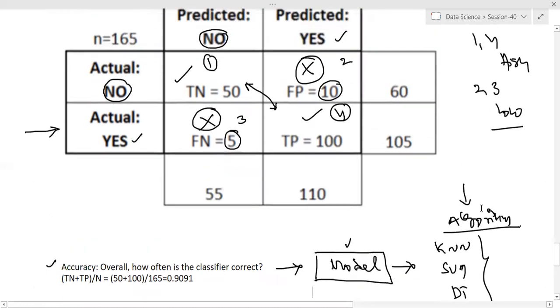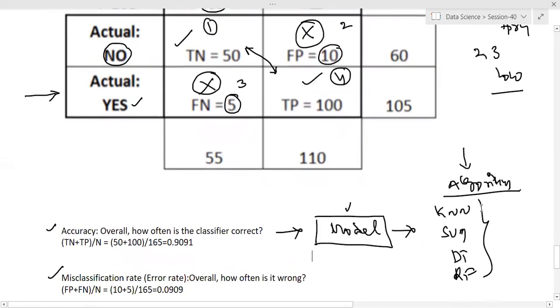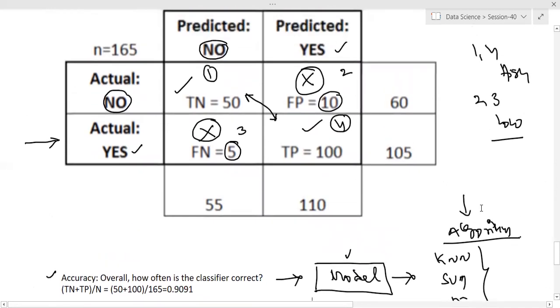So now the point, friends, is how often the classifier is correct. That means your model is correct. Now, out of these two, one should be high and four must be high. If these two are high, then obviously I can say my model is good. Agreed? If these two are high, that means whenever there is a no, my model is also observing no.